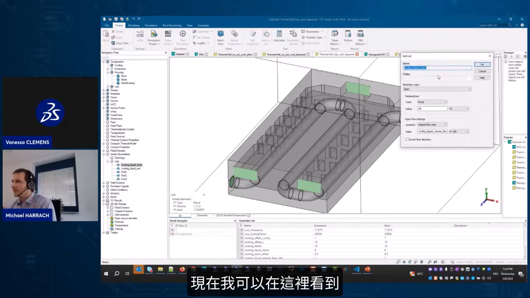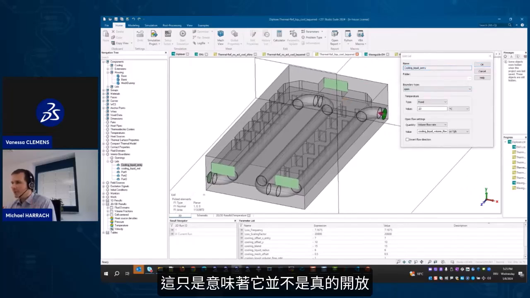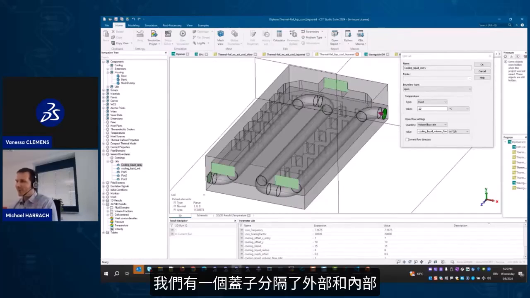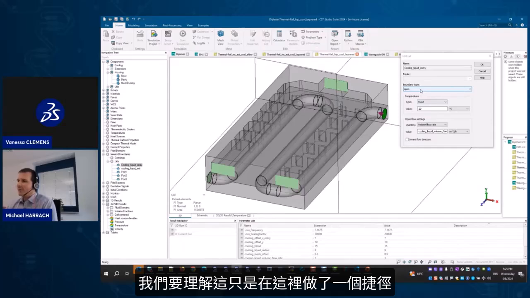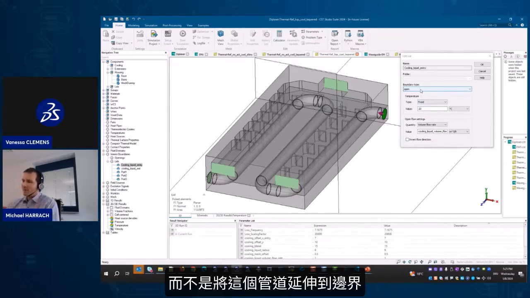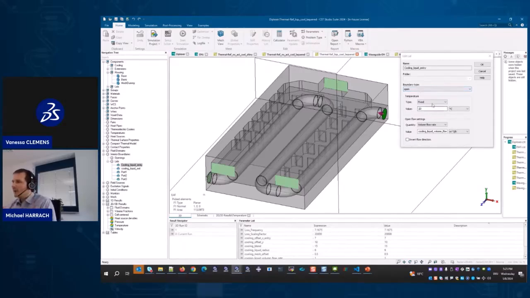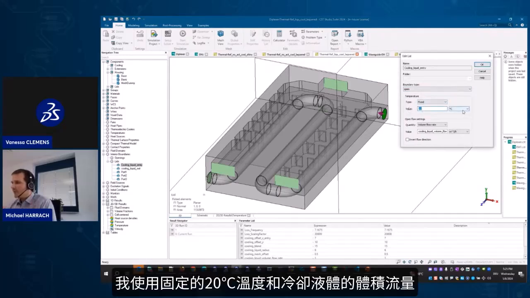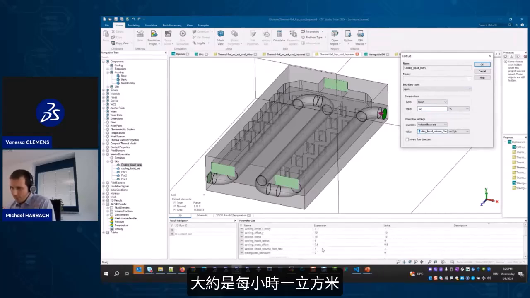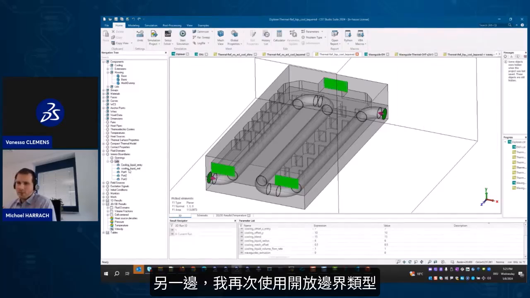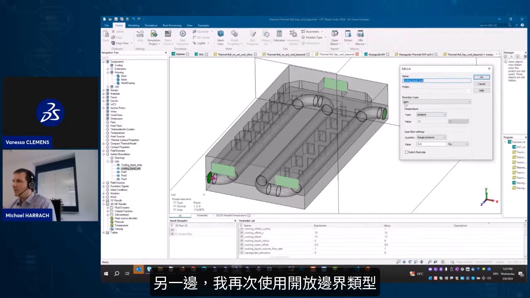And I can see here I'm telling it the boundary type is open, which just means it doesn't mean that we're actually open. We have a lid, it separates the outside and the inside. This is to be understood that we are simply making a shortcut here. Instead of extending this pipe to the boundary, we're starting it here. I'm coming in with a fixed temperature of 20 degrees Celsius with the cooling liquid volume flow rate, which is something like 1 cubic meter per hour. And on the other side, I have again an open boundary type.